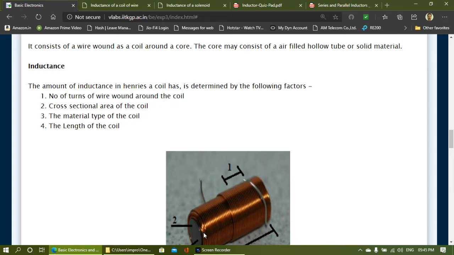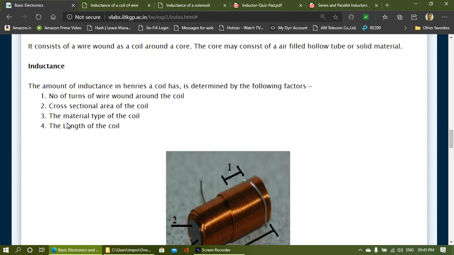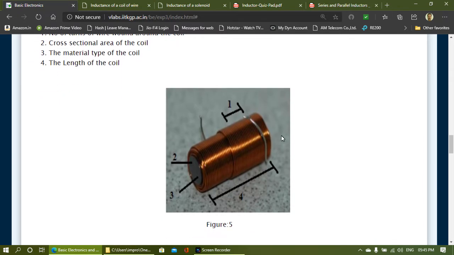Cross sectional area of the coil: this is the cross sectional area from here to here. If you find the radius from here to here, you find this entire cross sectional area. And the material type of the coil, which kind of core material is used in this coil. And the length of the coil, that means the entire length from here to here, is a very important property in the coil inductor.